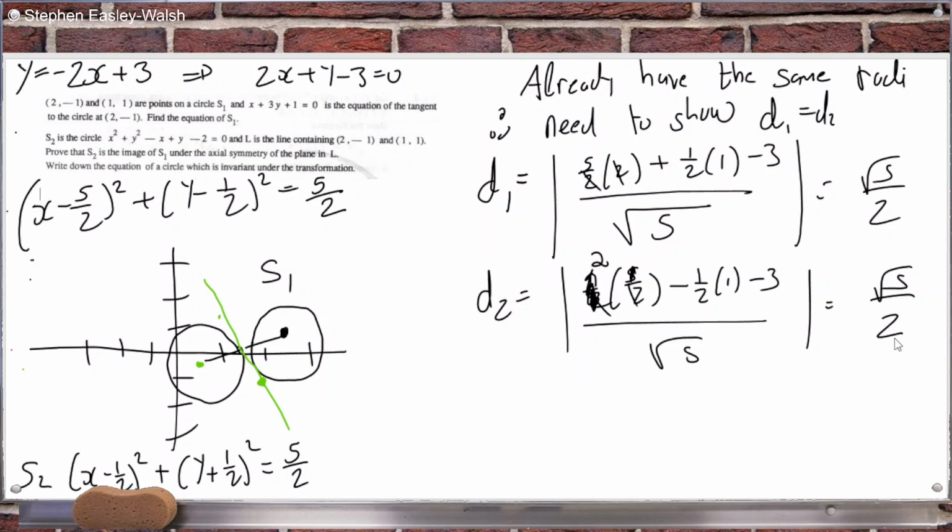Yes. So we've proven that these distances are equal and it's perpendicular, and the radius here and the radius here are the same. So I think that should be enough. And the last thing to do is an equation of a circle which is invariant. So I guess really any circle that has its center on this line, like maybe here, which would have to be the midpoint. So we could go with the circle which is the midpoint.